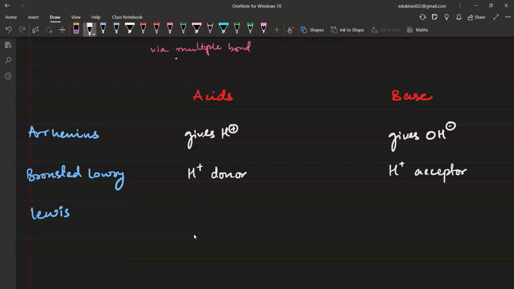Lewis में क्या है? Acids gain an electron pair. Electron pair, donor or acceptor? Acceptors. Very good. And bases are electron pair donors. Make sense till here? Yes or no, please tell me. Yes, sir.